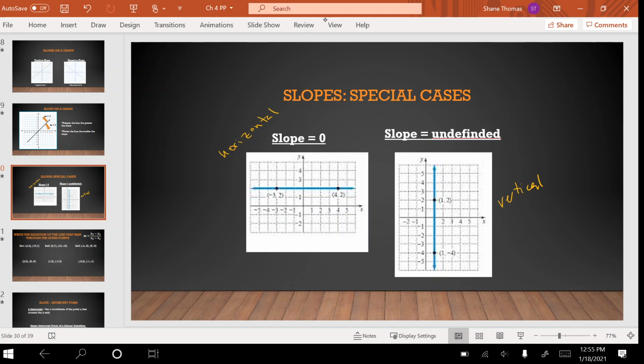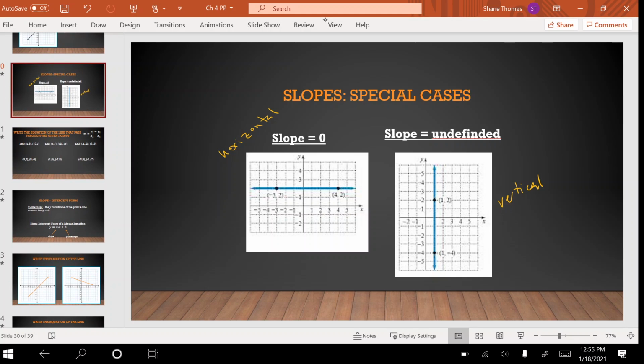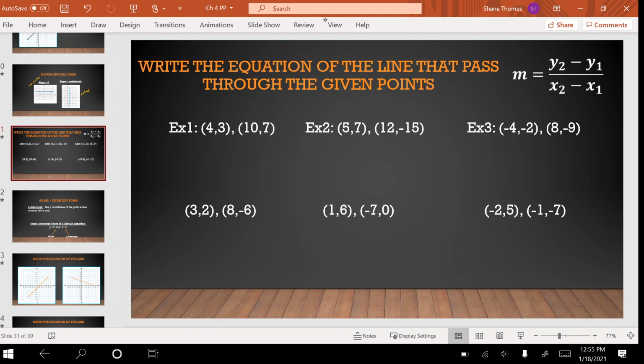Okay, so first off, let's look at it between 2 points. If I want to find the slope of a line between 2 points, I need to use that slope formula that I just found above: y2 minus y1 over x2 minus x1. I highly suggest that you memorize that formula. y2 minus y1 over x2 minus x1.